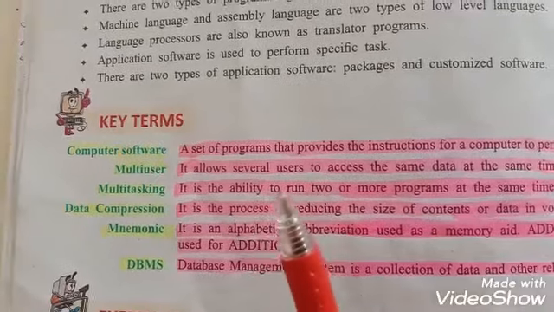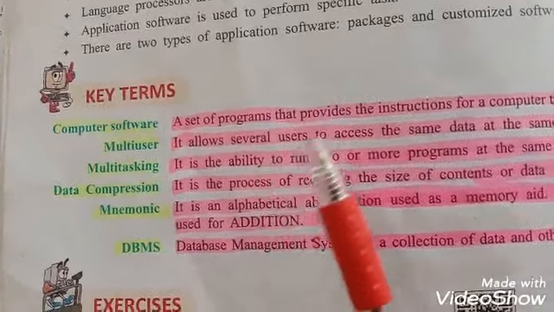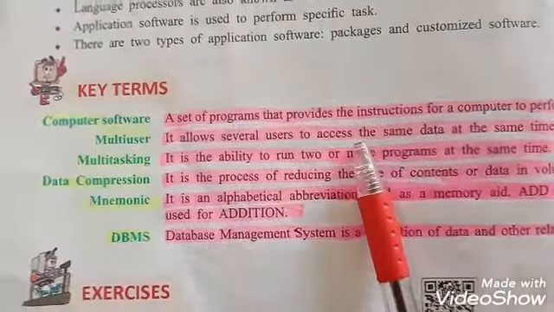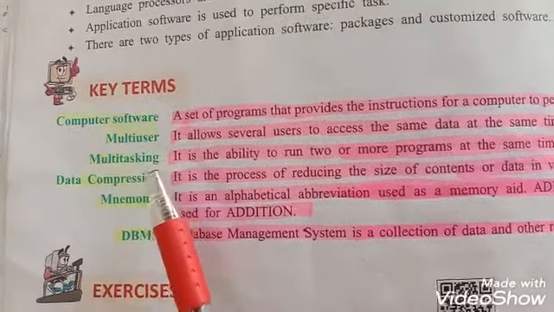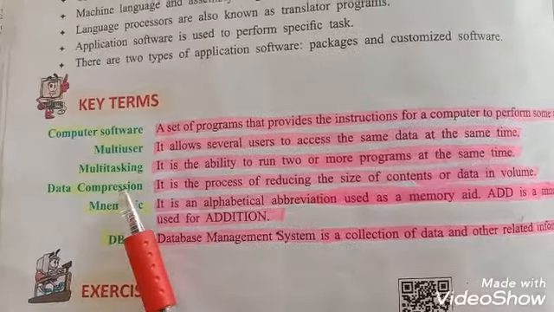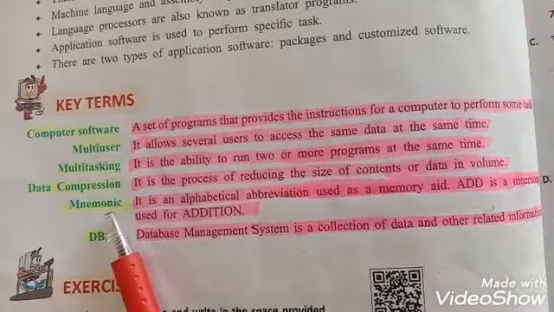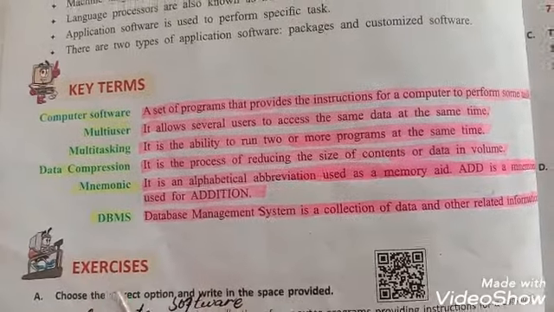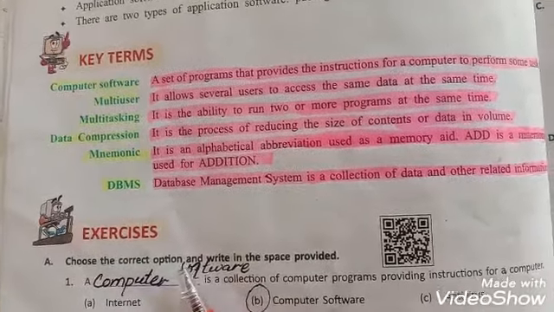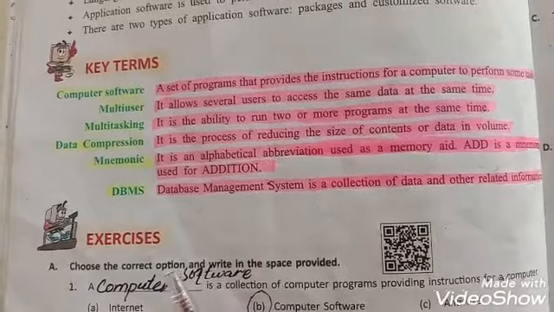This is the exercise of chapter number 1. Students will highlight these key terms and learn them. First one is computer software, multi-user, multitasking, data compression, mnemonic, DBMS. Students will solve this exercise by yourself, otherwise tally this solved exercise with your solved exercise.